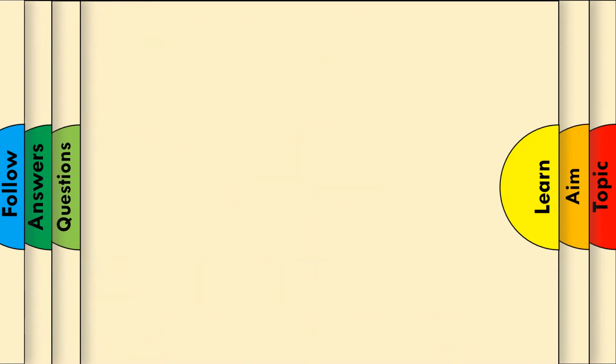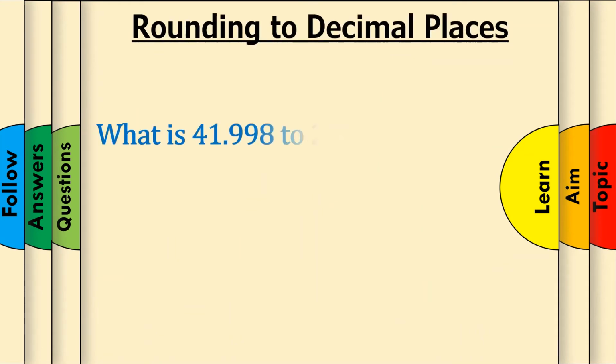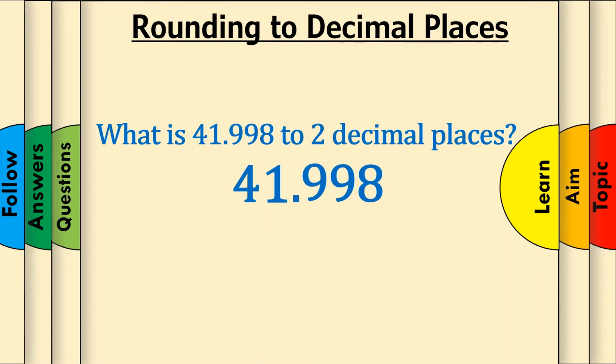What is 41.998 to 2 decimal places? Up for a challenge? Try answering this question on your own by pausing the video before looking at our solution. Here's how to do it.